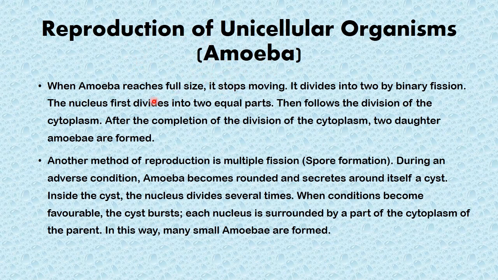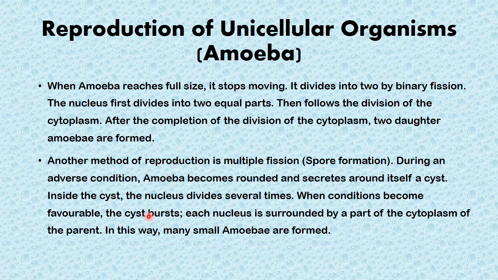Now, first and foremost, we'll be looking at the reproduction in amoeba. Now, when amoeba reaches full size, it stops moving. It divides into two by binary fission. The nucleus first divides into two equal parts, then follows the division of the cytoplasm. Now, after the completion of the division of the cytoplasm, two daughter amoebae are formed.